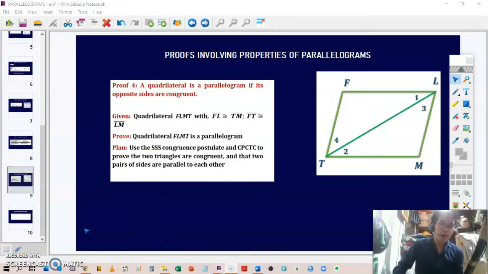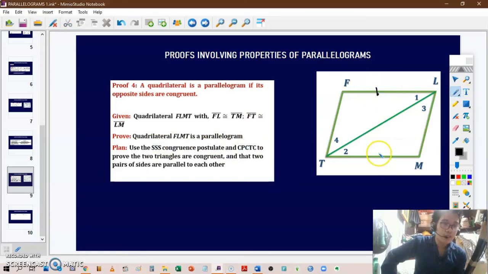Okay, so for our fourth proof, we want to prove that a quadrilateral is a parallelogram if its opposite sides are congruent. We're given quadrilateral FLMT with line segments FL and TM congruent, and FT and LM also congruent. So those are given. We want to prove that quadrilateral FLMT is a parallelogram.